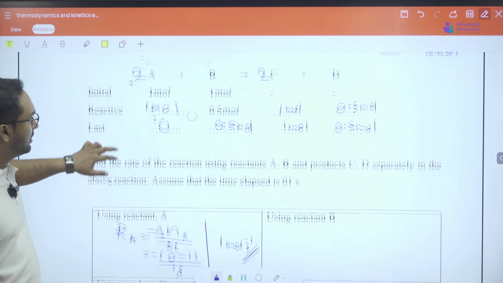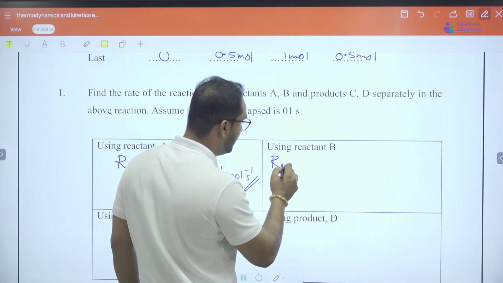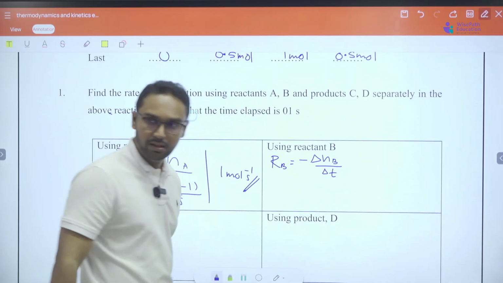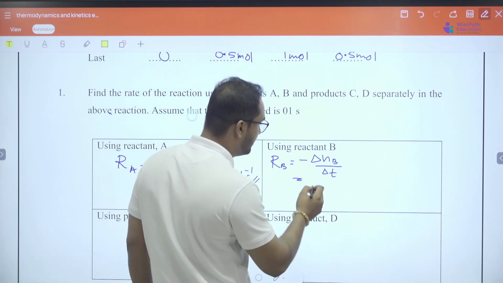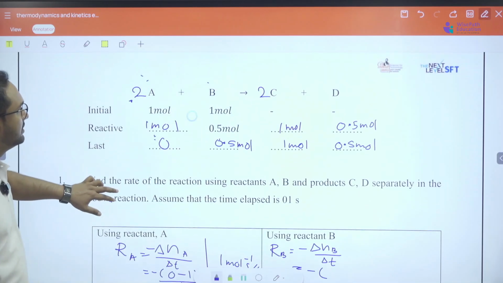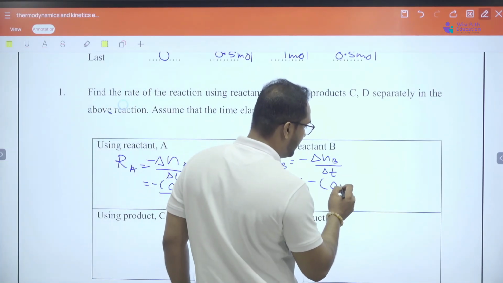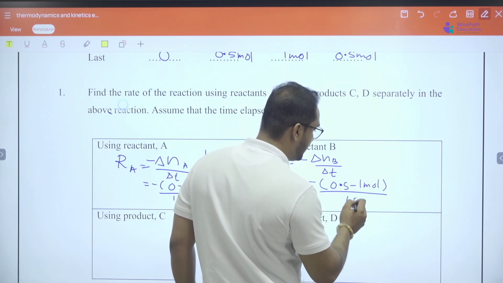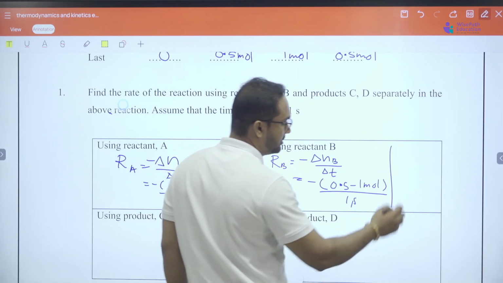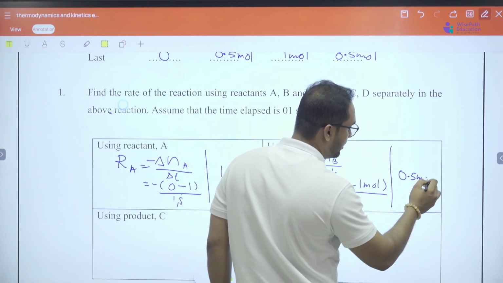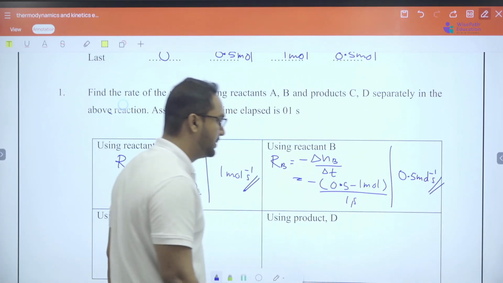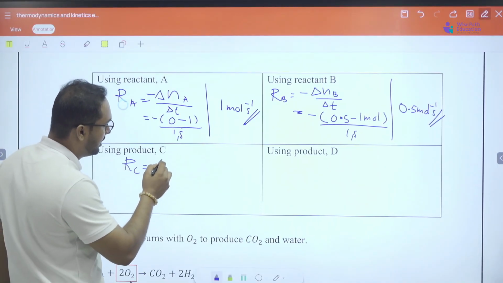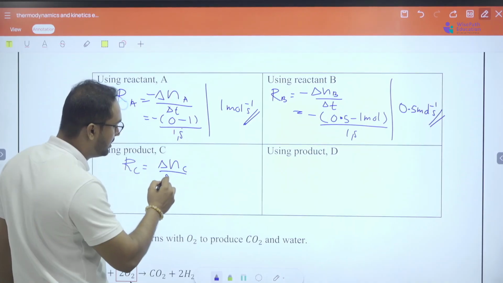And considering B, that is Rb equals minus delta Nb divided by delta T, right? And tell me the values. Minus, final is 0.5, the initial is 1, that is 0.5 minus 1 mole divided by time, which is 1 second, and the rate is how much? 0.5 mole per second, right? 0.5 mole per second.